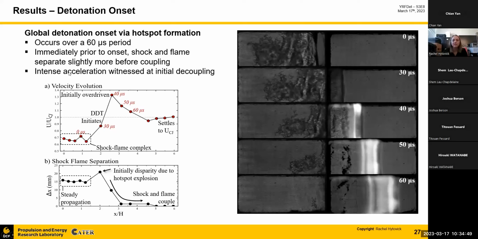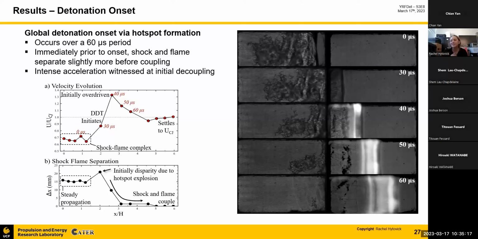So here on the left, we have both our velocity evolution and our shock flame separation. This is measuring the distance between the shock and the flame throughout the entire event. This data does take the third window into account. So for velocity, we see our shock and flame moving at about 70% CJ. And then when DDT initiates at 40 microseconds, we see a super high overdriven velocity. And these are shock velocities that we're taking, just to clarify.